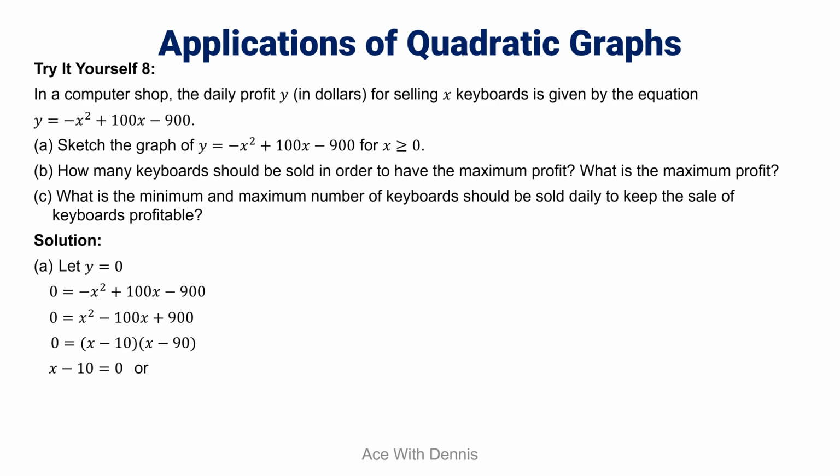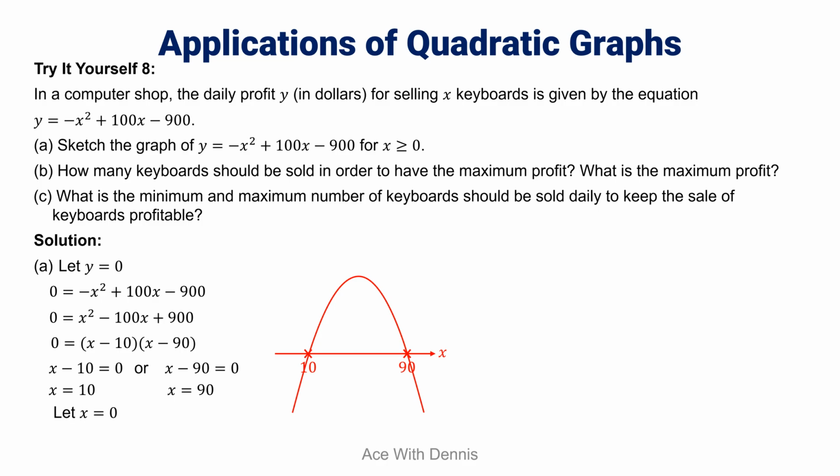x minus 10 equals 0 or x minus 90 equals 0, which means x equals 10 or x equals 90. So these two are the roots of the equation. Hence, we can start to sketch the graph. We start with the x-axis. So the roots are 10 and 90. So this is a sad face curve because the coefficient of x squared is negative.